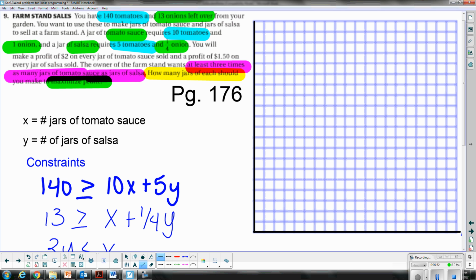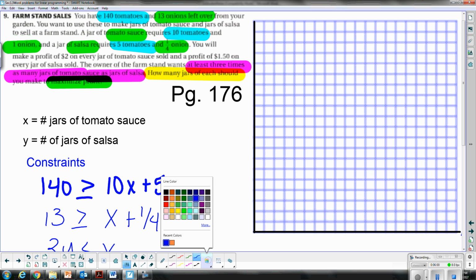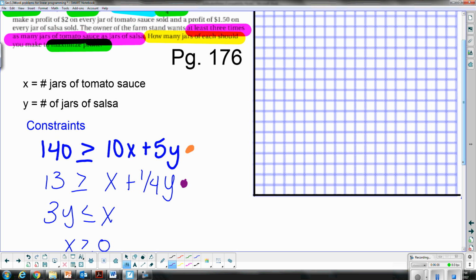Okay, then we actually have to graph our inequalities. So I'll use orange for this one, I'll use purple for this one, and I'll use green for this one. Okay, so let's actually graph these inequalities.